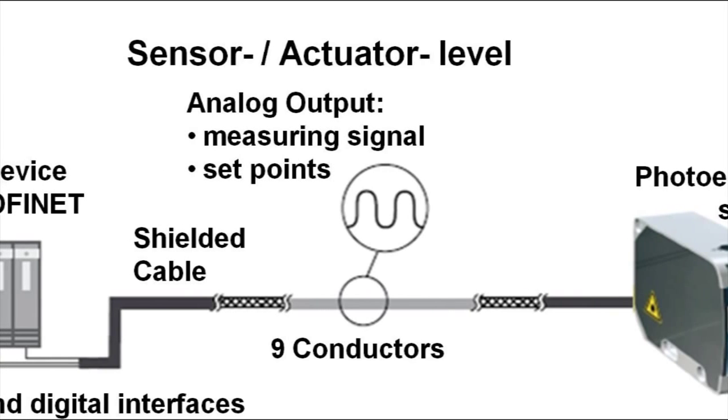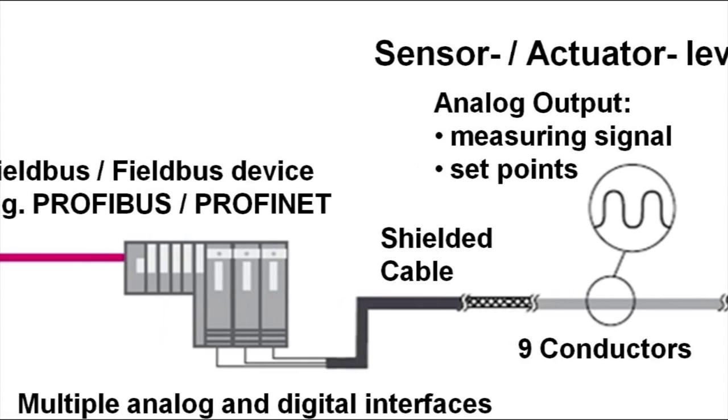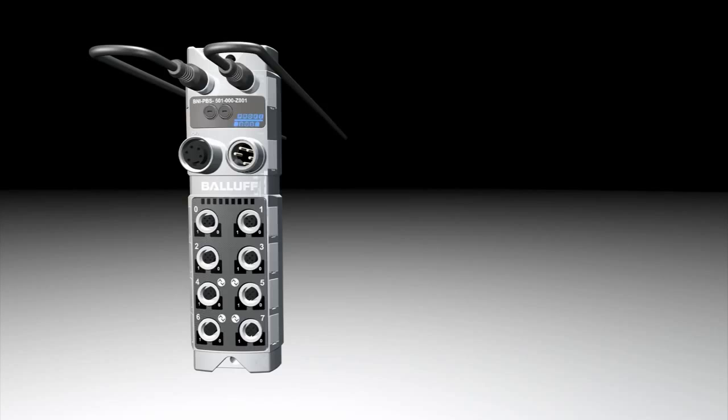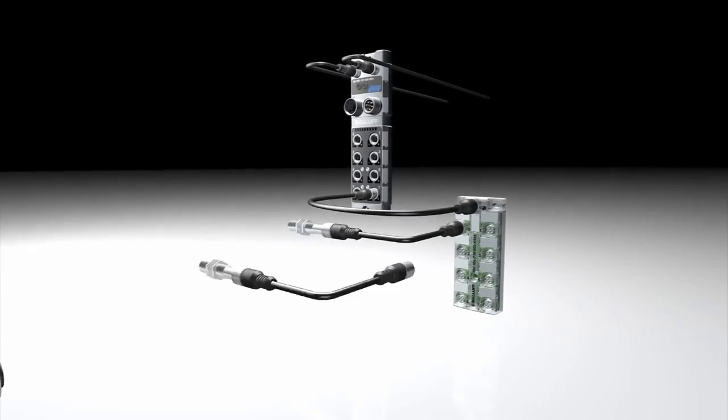Because field bus communication does not include the sensor and actuator level, the integration of intelligent sensors and actuators usually requires additional wiring and proprietary interface solutions. IO-Link provides the communication between sensors and actuators.